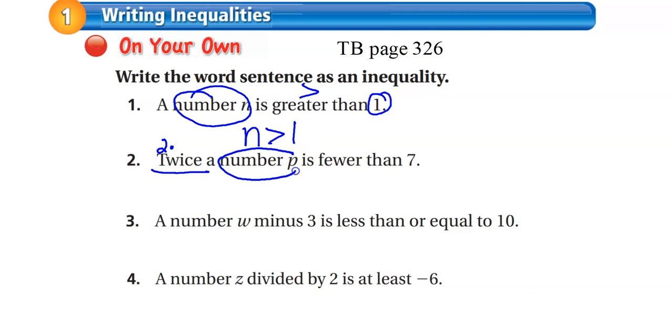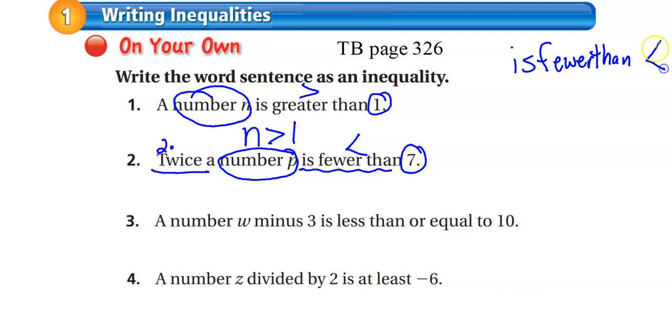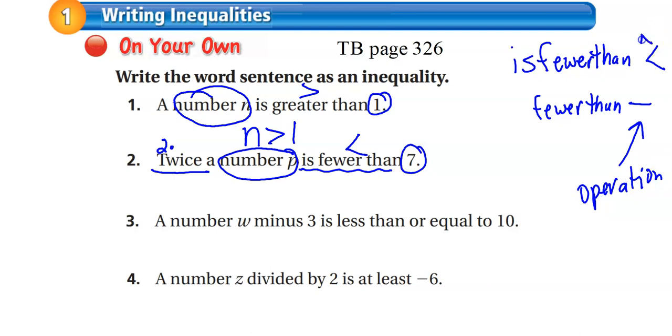So I've got a number P, I've got a number 7, fewer than. Oh, that's the same thing as less than. Now remember, is fewer than, okay, so this is what's tricky. Is fewer than is the less than symbol. If I get rid of the is and just write fewer than, that's subtraction, right? So this is an operation, and this is a comparison. So be very careful and pay attention to if there's an is or not.